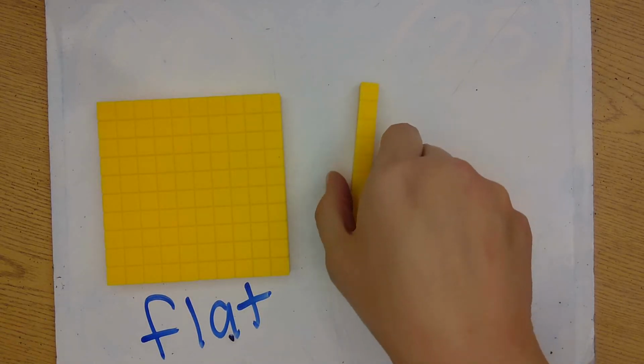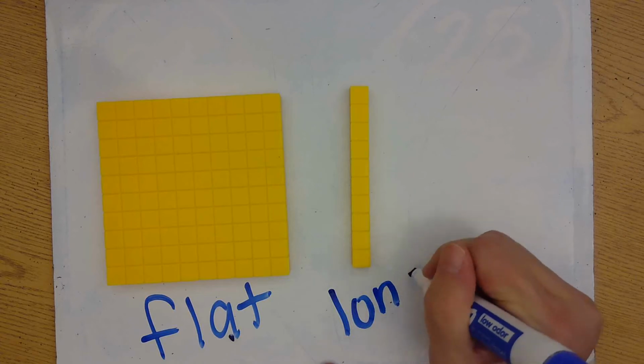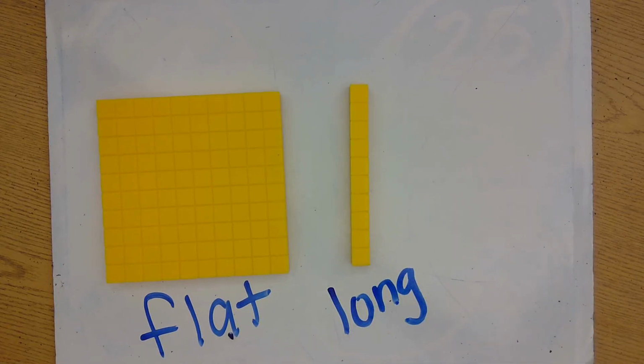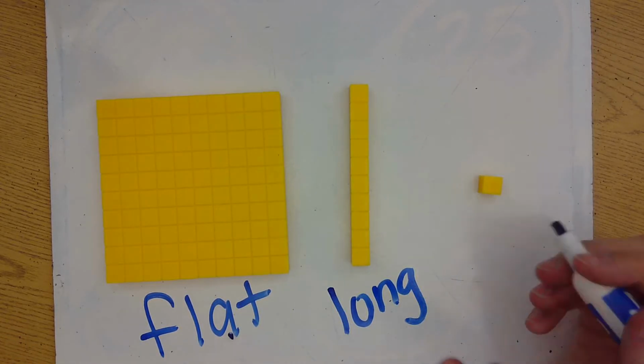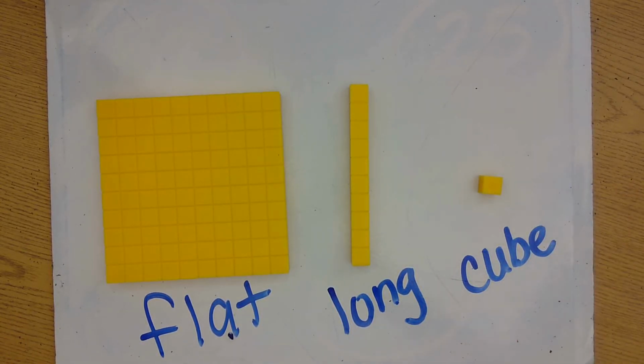This long represents 10, and there are 10 cubes inside of a long. And this base 10 block is called a cube, and it represents 1.